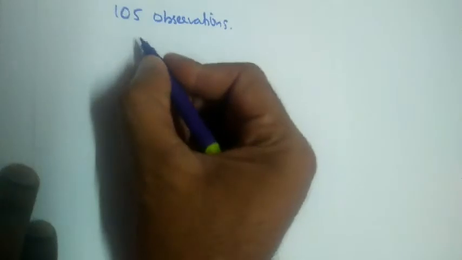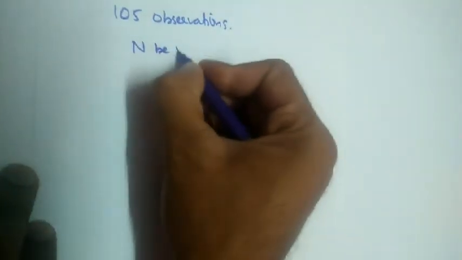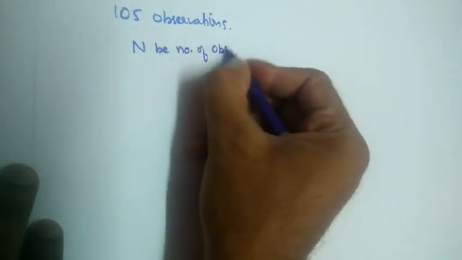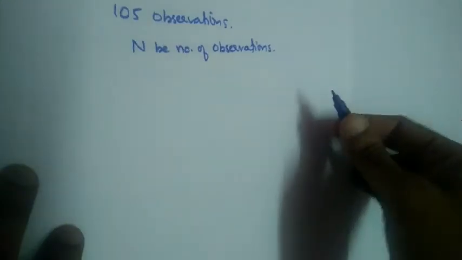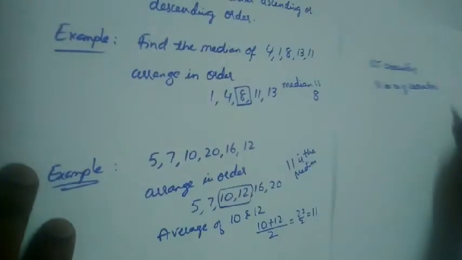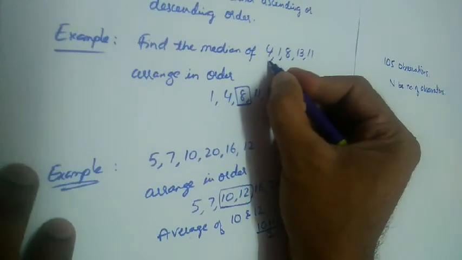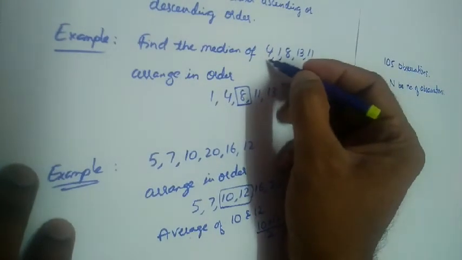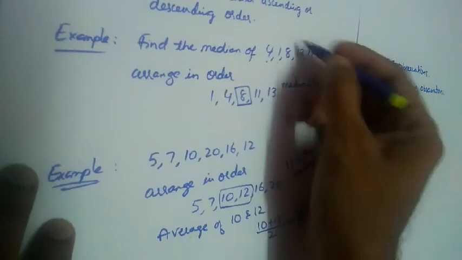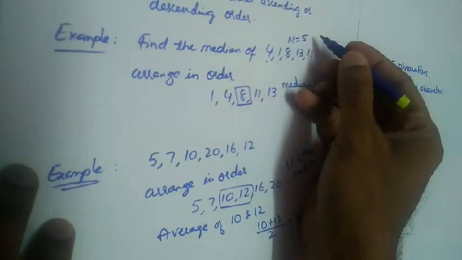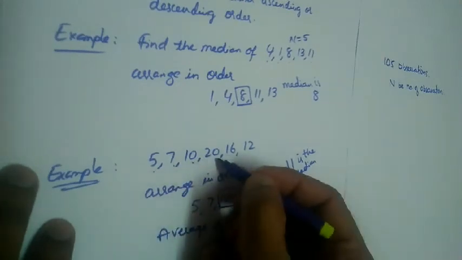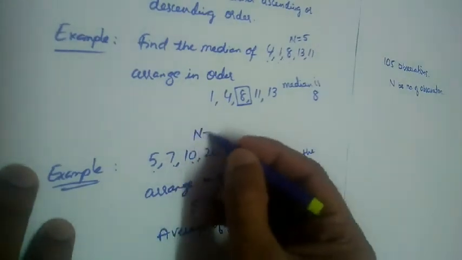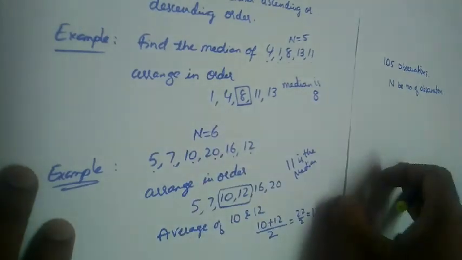Now, let n be the number of observations. What is n? Number of observations. In the two examples we checked before, what is the value of n here? How many observations are there? 1, 2, 3, 4, 5. So here n is equal to 5. In this example, what is the value of n? 1, 2, 3, 4, 5, 6. There are 6 observations. So n is equal to 6. Like this.